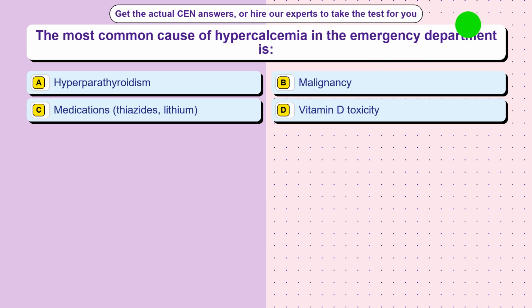Question 24. The most common cause of hypercalcemia in the emergency department is: Option A, hyperparathyroidism. Option B, malignancy. Option C, medications, thiazides, lithium. Option D, vitamin D toxicity.